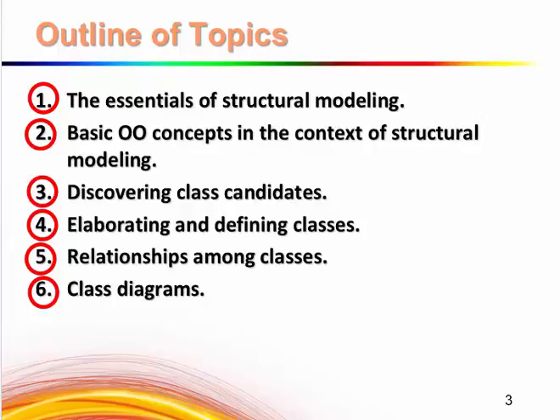The fourth topic is for elaborating and defining classes. This means that you will identify the class attributes, operations, and the collaborators of a class. You will understand the different relationships among classes, such as aggregation, composition, and generalization. At the end, you will draw those different types of class diagrams.